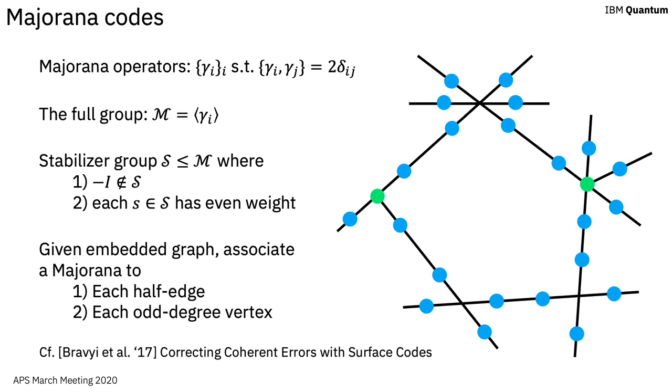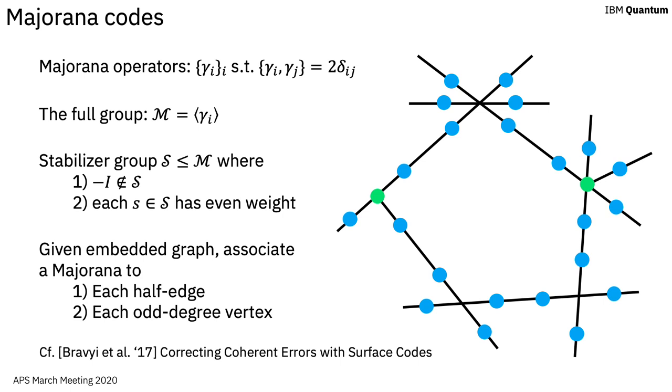So the first part of this slide is a brief outline of what Majoranas are and Majorana codes. Majorana operators are just these mutually anti-commuting operators we'll think of here. And then they define a Majorana group. And if I'm defining a Majorana stabilizer code, then we can just take some subgroup of that Majorana group to form our stabilizers. And it's important that, of course, minus I is not in the stabilizer, and also that every stabilizer has even weight.